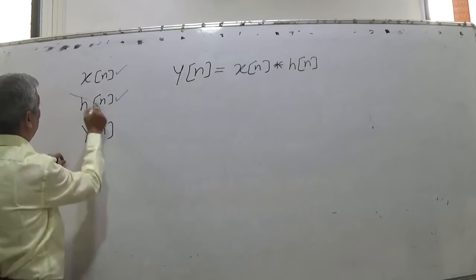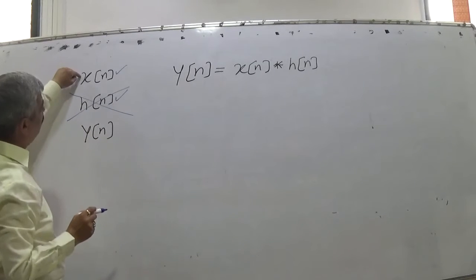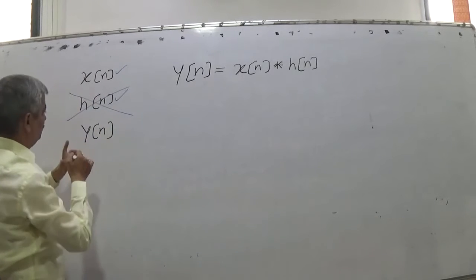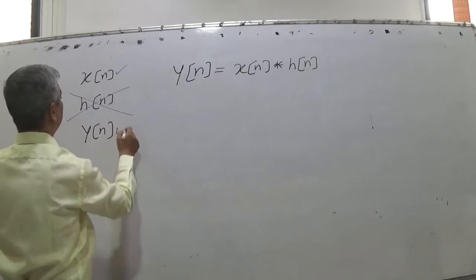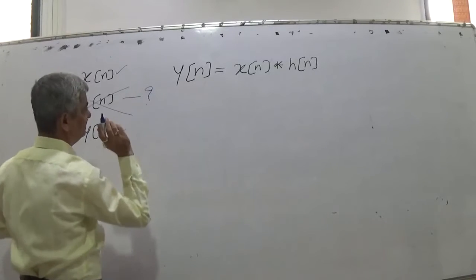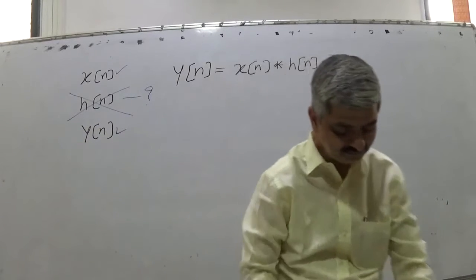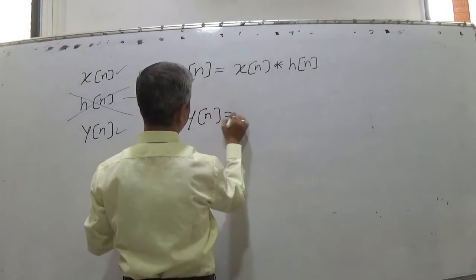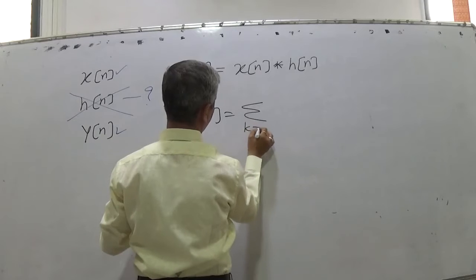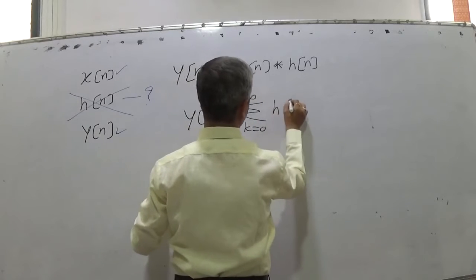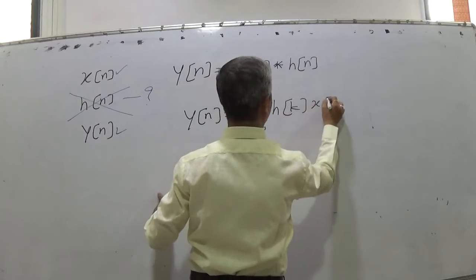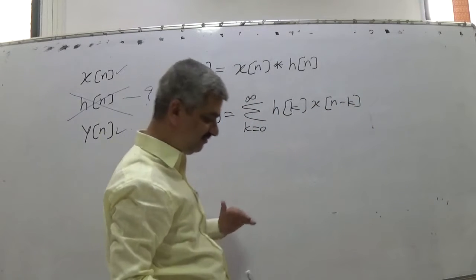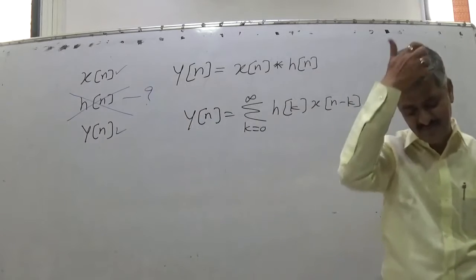But if you don't know h[n], you know x[n], you have the system, you can pass the input to the system, you know y[n]. So now the question is, if you know these two, can we find this? What is the equation? y[n] is equal to summation k equal to 0 to infinity h[k] x[n minus k]. So I would give you a hint.